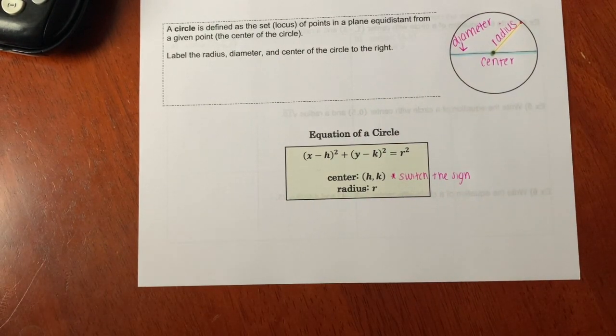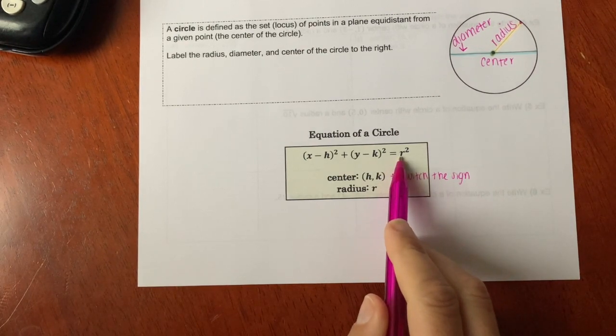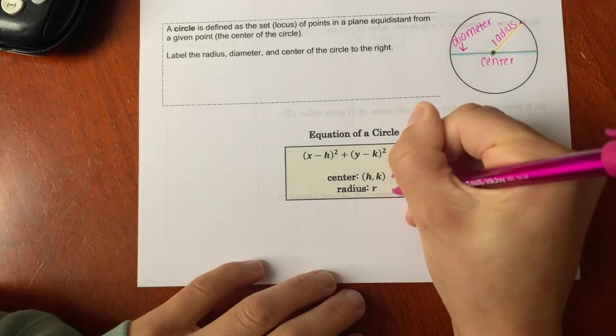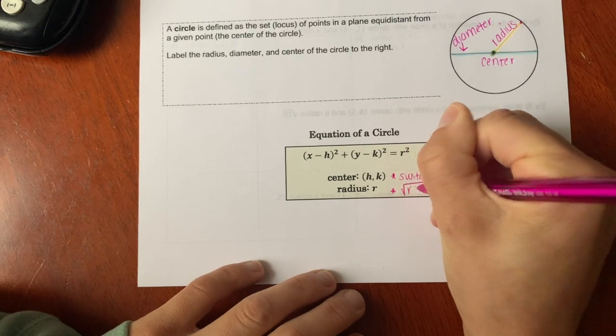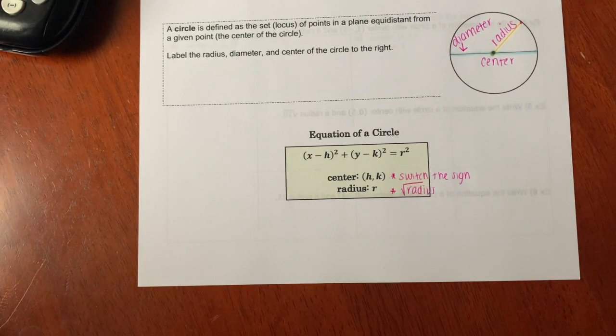Now your radius, another thing you have to be careful for. We know that the letter r represents our radius. When it's in the equation, it represents your radius squared. So you have to make sure you're square rooting whatever number that you see there that's representing your radius.